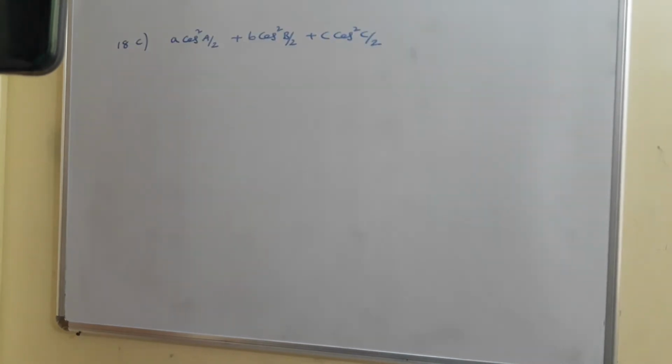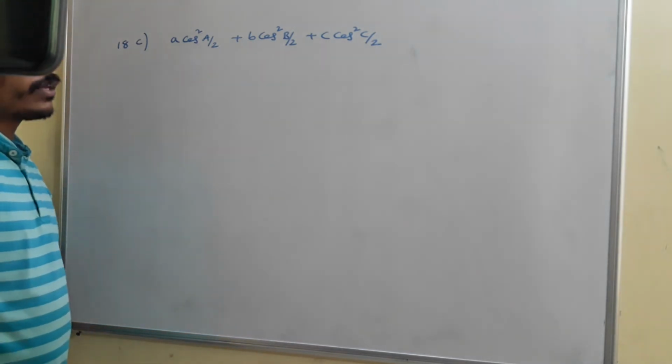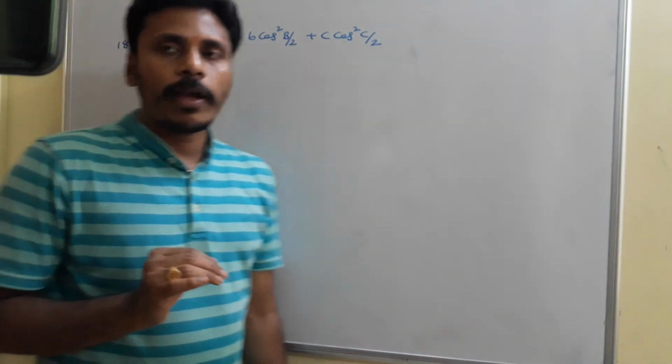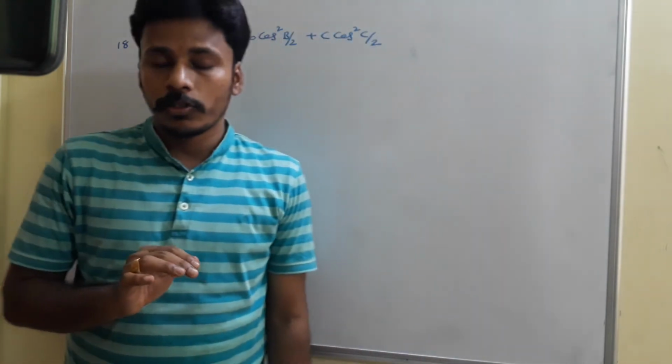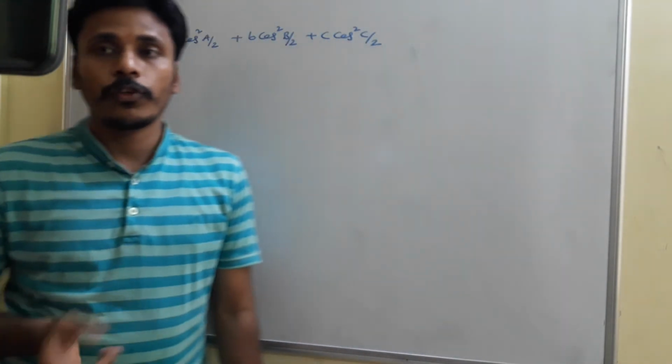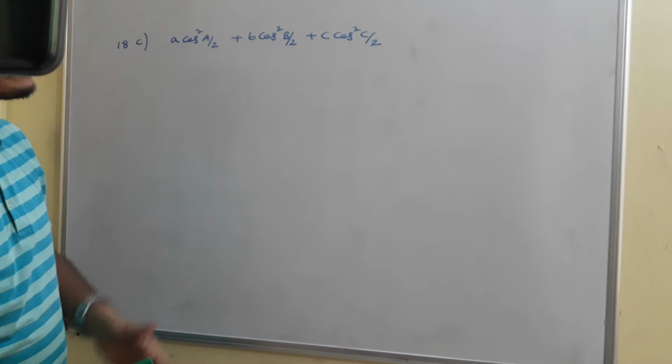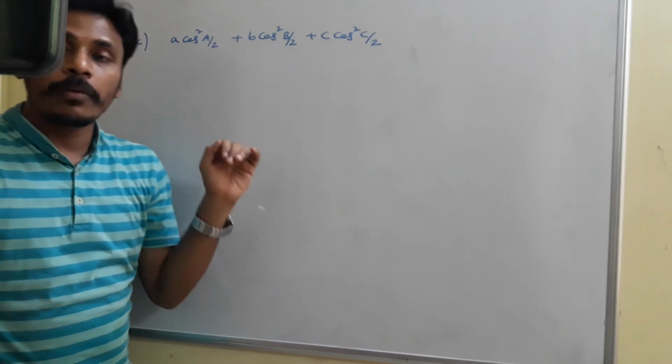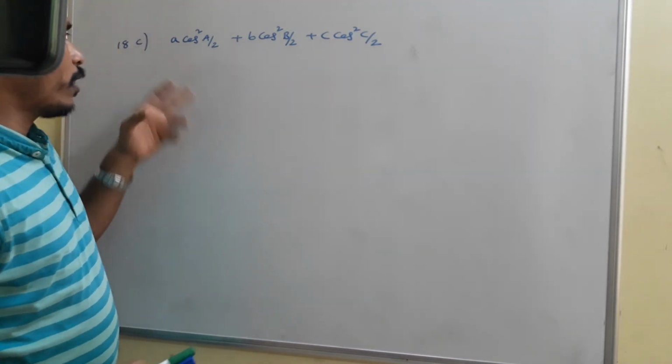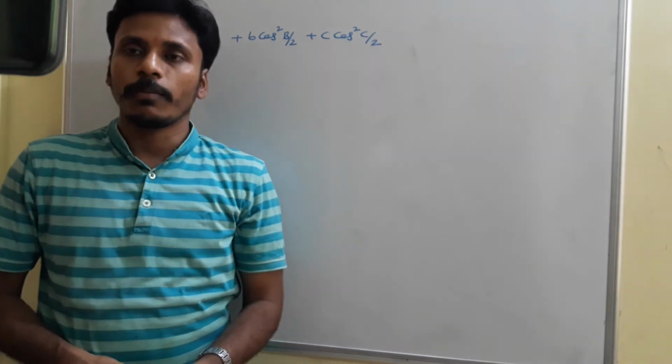(18C). A cos square A by 2, B cos square B by 2, C cos square C by 2. Here, using half angle formulas also does not help us, okay? Why? Because if you use the half angle formula for this cos A by 2, in the denominator you have BC but not A, so there is no chance of further simplification.